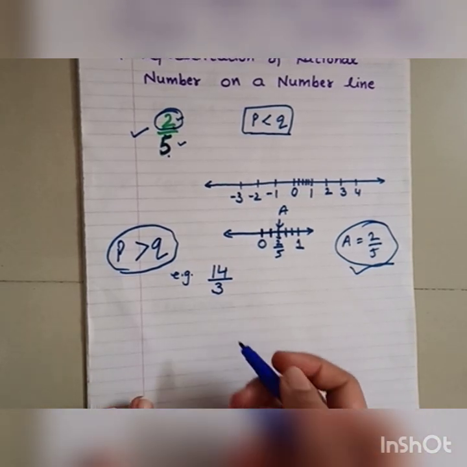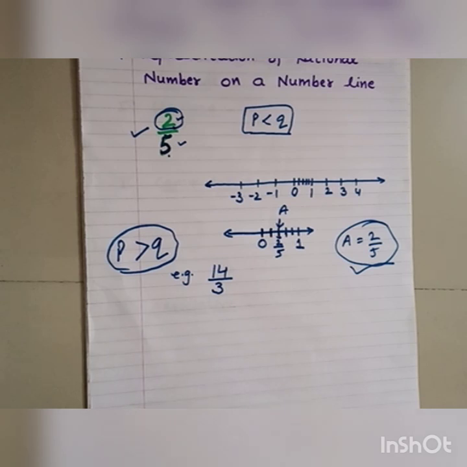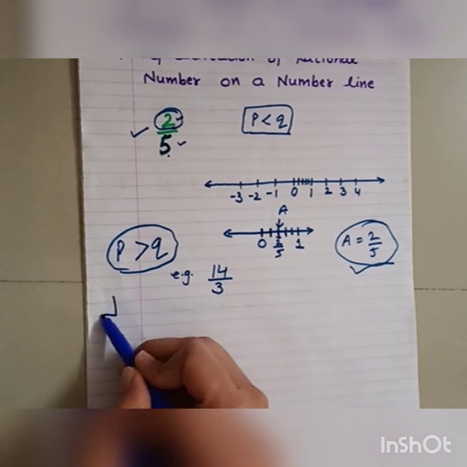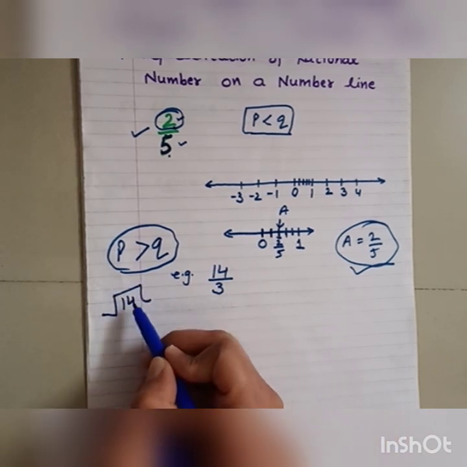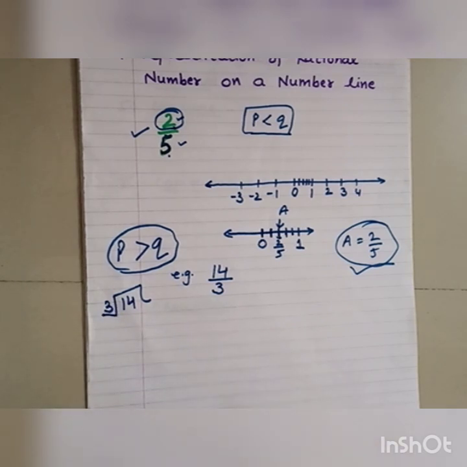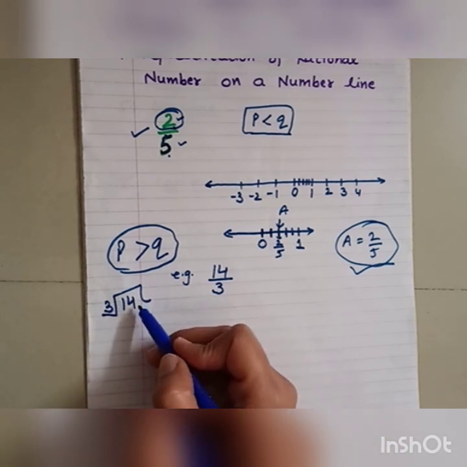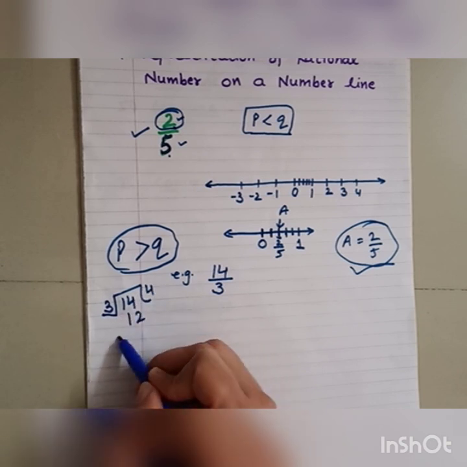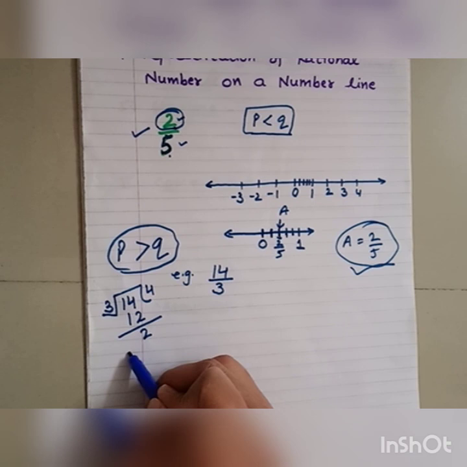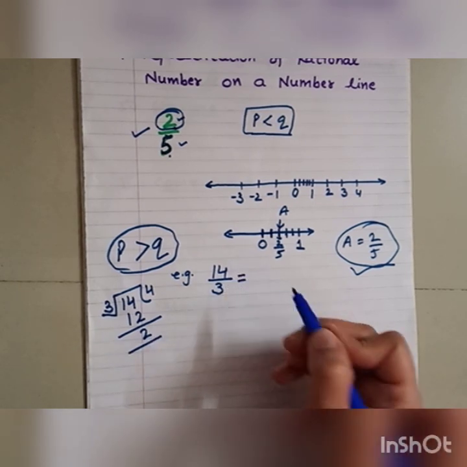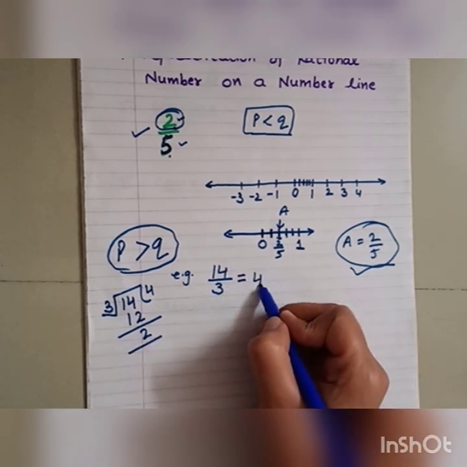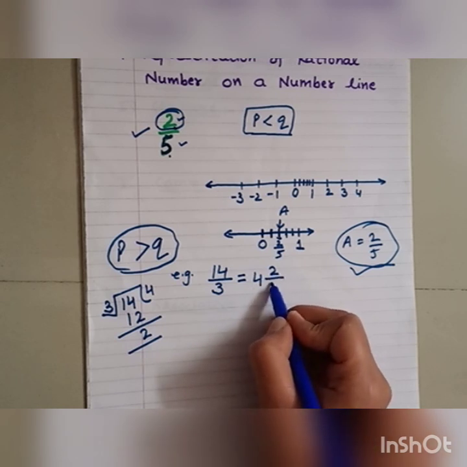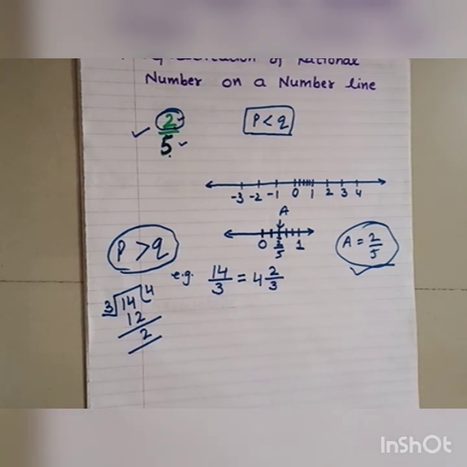First divide, which means change this fraction into a mixed fraction like this. Divide by 3, 14 divided by 3: 3 1s are 3, 3 2s are 6, 3 3s are 9, 3 4s are 12, 14 minus 12, 2. So how can we write it? Quotient, then remainder by divisor: 4 2 by 3. This is the mixed fraction form of the fraction 14 by 3.